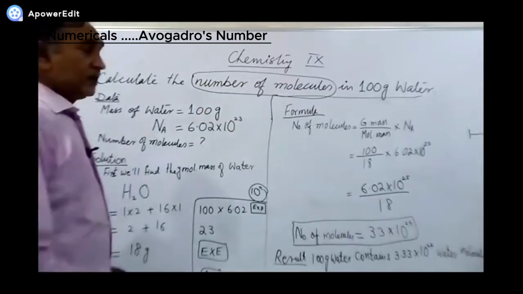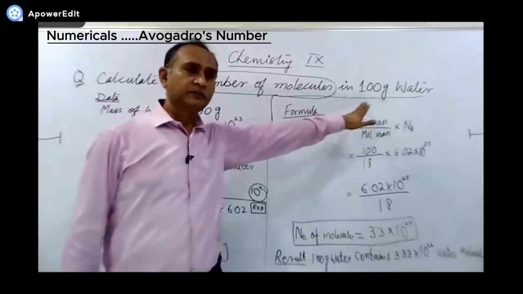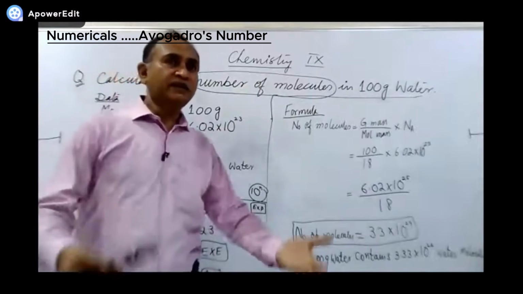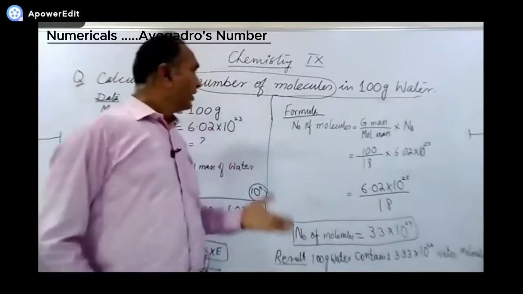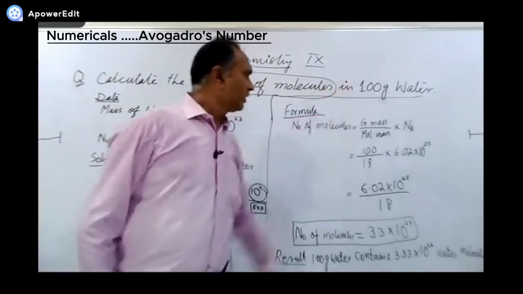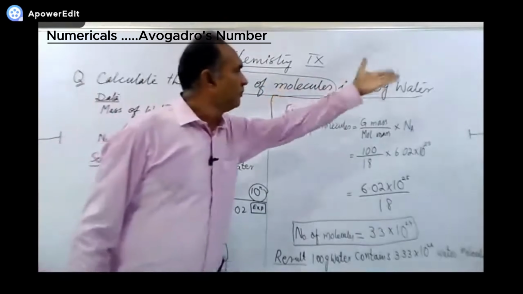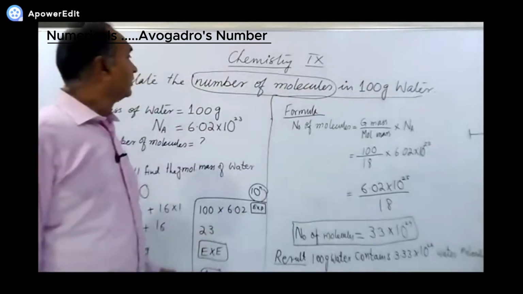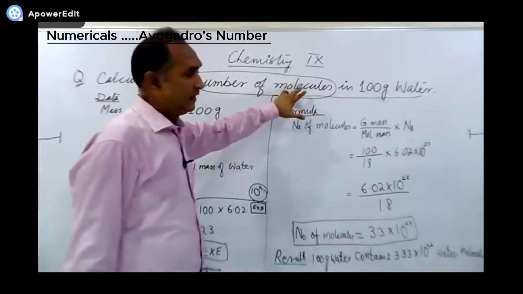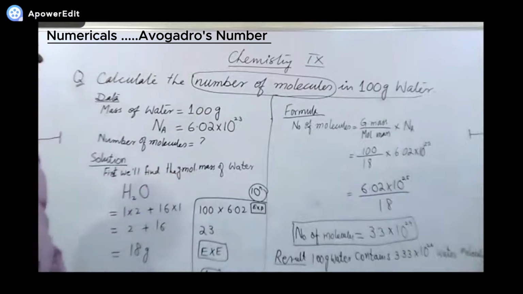I repeat the question here. You have a particular quantity of water, 100 gram, and you have to find number of molecules in it. You can make the questions by yourself. Like, calculate the number of molecules in 700 gram of sugar. Calculate the number of molecules in 150 gram of glucose. Or you can write like this: calculate the number of atoms in 100 gram of water. I'm sorry, 100 gram of any element.